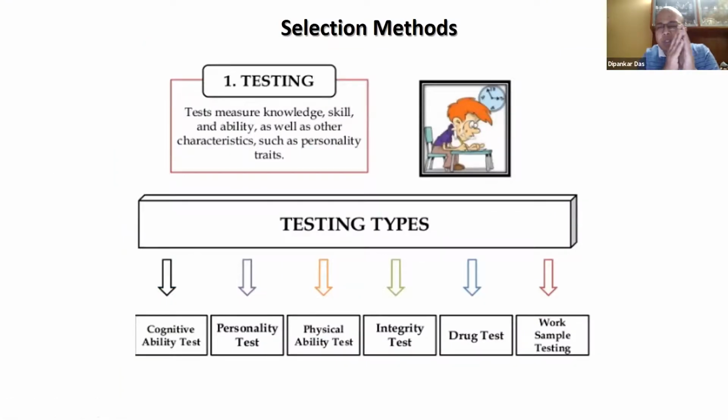So that was just an example of achievement orientation. Similarly, you have it for communication, you have it for teamwork, all of it changes. Now, in hiring, we have to ensure that we are able to screen the profiles very well. Testing is the most common way that people screen profiles. You can have a cognitive ability test, personality test, physical ability test, integrity test, drug test, work sample testing. You can do all of this if you want. Many companies do all of it, some companies do some of it.